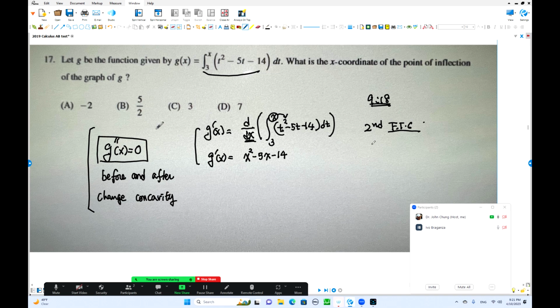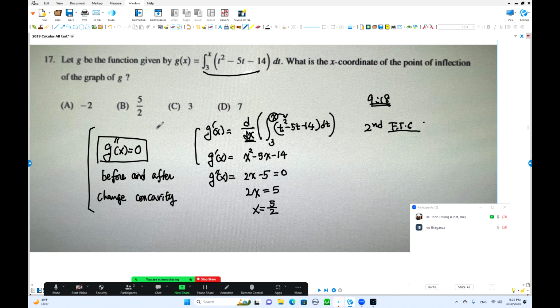Now we need the second derivative. We already got the first derivative, no problem at all. Take a derivative of this one: 2x minus 5. Set it equal to 0. At this value of x, we're going to have an inflection point. 2x equals 5 and x equals 5 over 2.